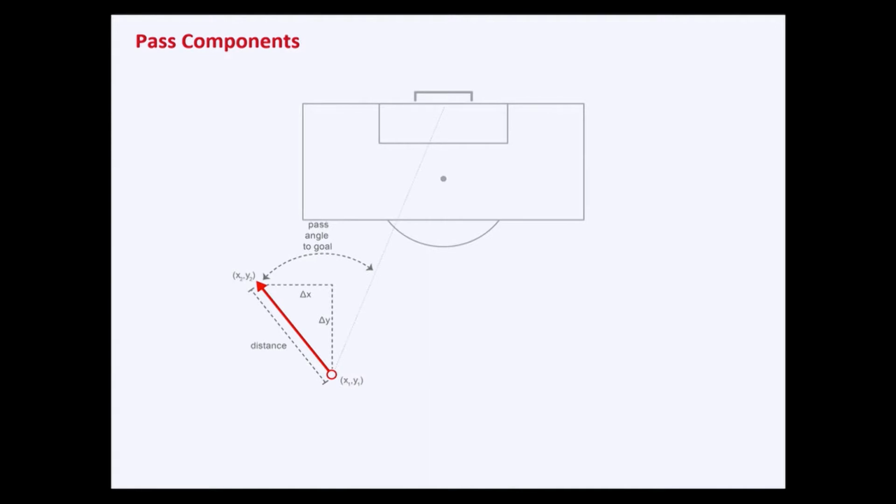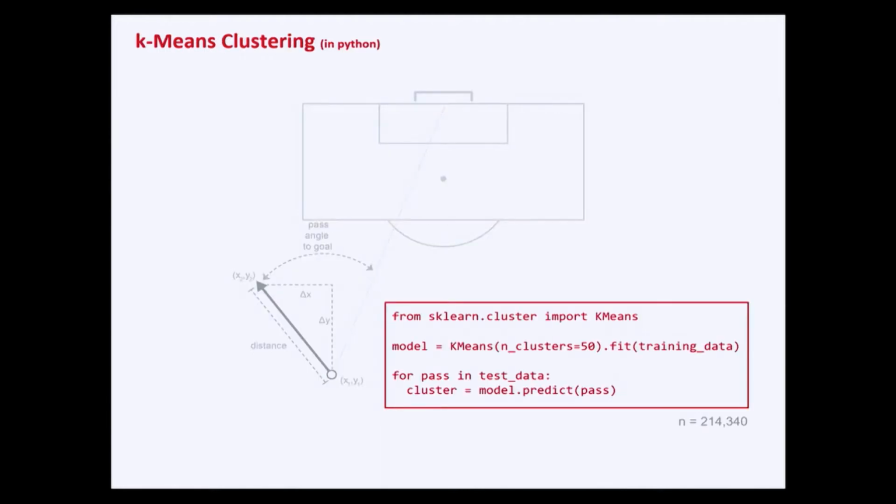For example, in this particular pass here, we're collecting not just the distance, but also its change in X and change in Y, its origin and destination coordinates, as well as its pass angle to goal, which is represented by that arc there, as well as a couple of other attributes attached to a pass qualitatively by the analysts who collect that. And what we're largely doing here is just applying a very straightforward k-means clustering algorithm, right?